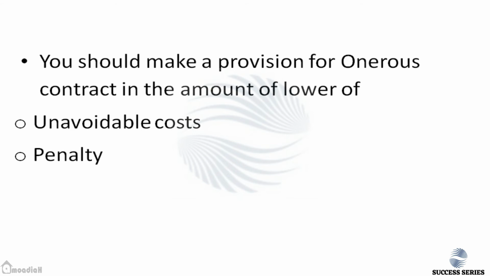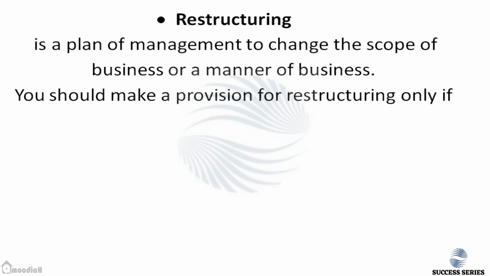Now let's move on to the third circumstance. The third circumstance is restructuring. When we talk of restructuring, it means it's just a plan of management to change the scope of business or the manner of business. So here we are just changing the pattern of how we do things in the organization. Now how do we account for restructuring? We make a provision for restructuring only if certain criteria are being met.